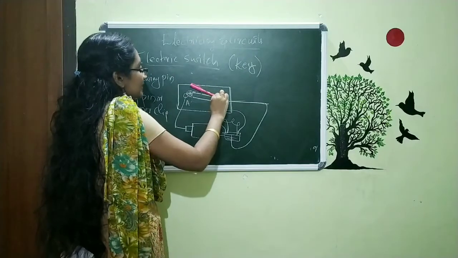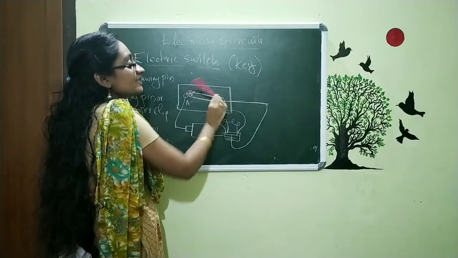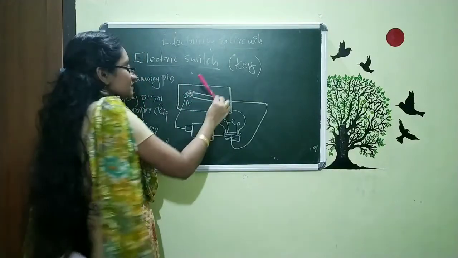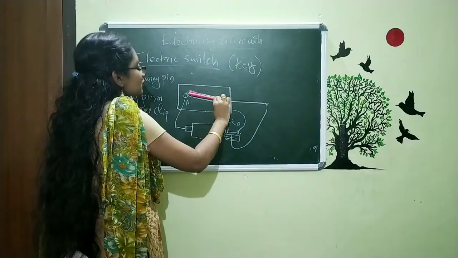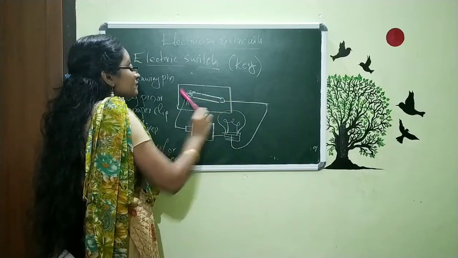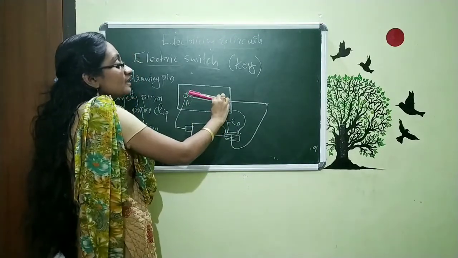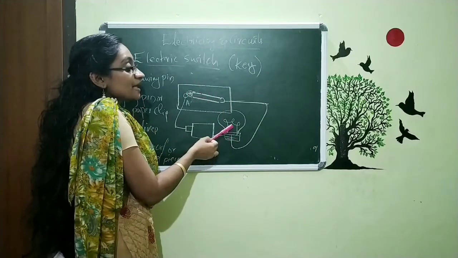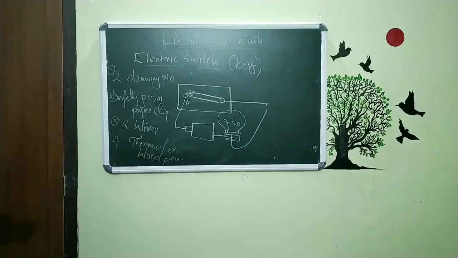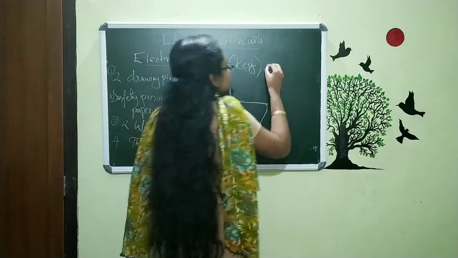And when I am closing this, that means when I am putting my pin, this is the representation of a pin. So when I am moving this pin towards the nail or towards this drawing pin, what happens? Then this bulb will glow. And at that time, I can say that the switch is on.